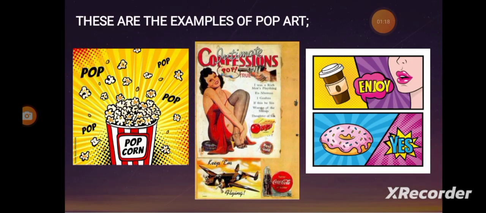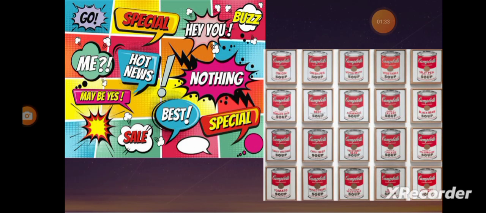So these are the examples of pop art. The first and second pictures are examples of comic strips, and the middle one is an example from a magazine. The fourth picture we can also see in comic strips. And the last picture is an example of the Campbell's soup cans by Andy from America.